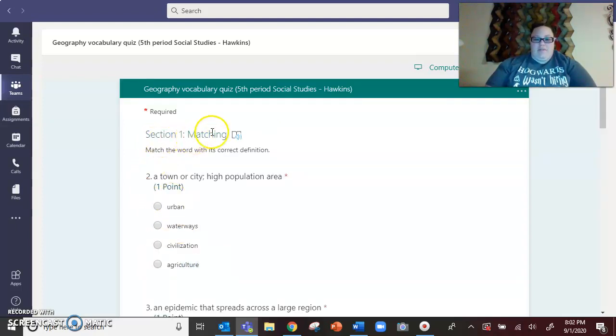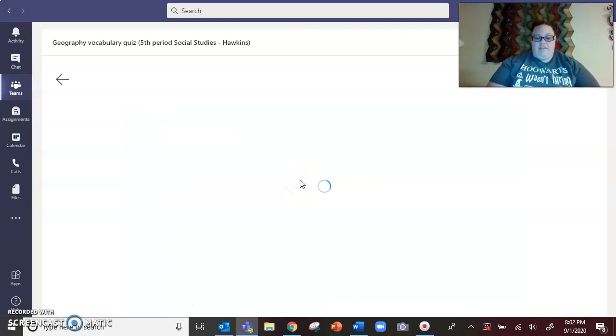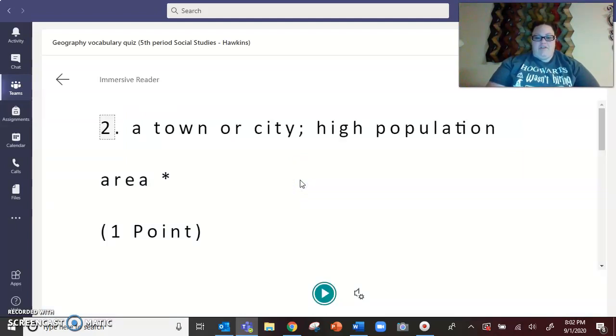And then section 1, matching. Match the word with its correct definition. Now, friends, I am not going to read this entire thing to you. However, if you do need some reading help, first of all, plug in your headphones, because nobody wants to listen to you taking your quiz. And then hover your mouse over here. You see the little book with the icon? And then the words Immersive Reader pop up. Click that. And it'll take you to a new page.